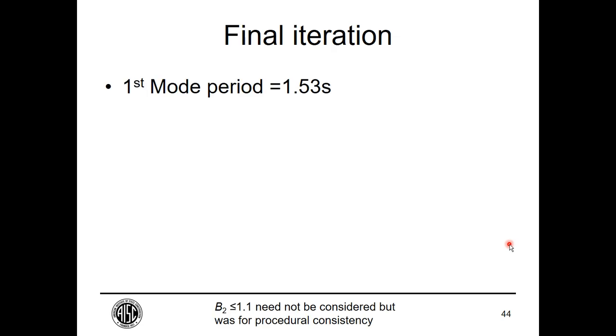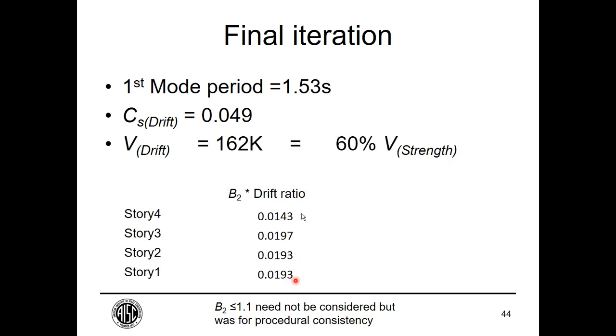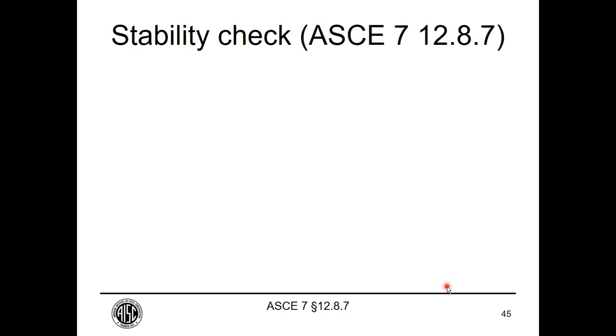Right, so here's the period that we have for that final design. Here are the amplified drifts, amplified by that B2 factor. That gives us the final drift, and it's less than our drift limit of 0.02. There's just a little bit of margin there, so we're pretty efficient in our design.